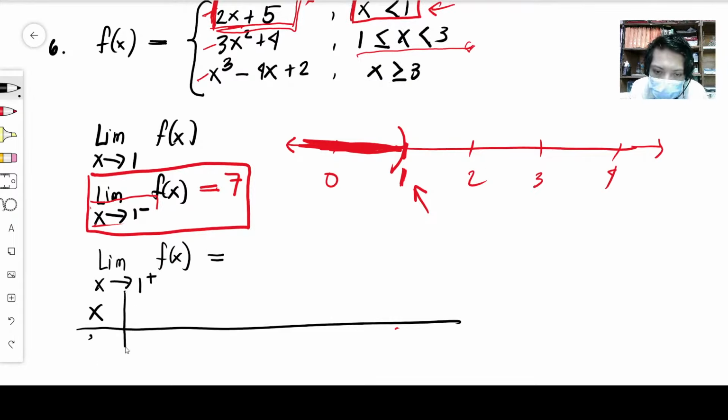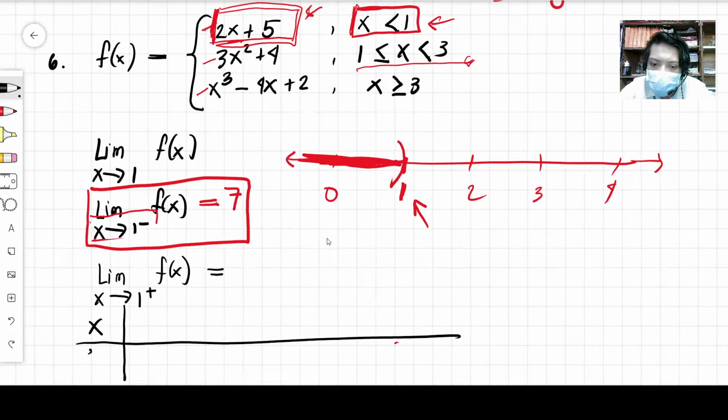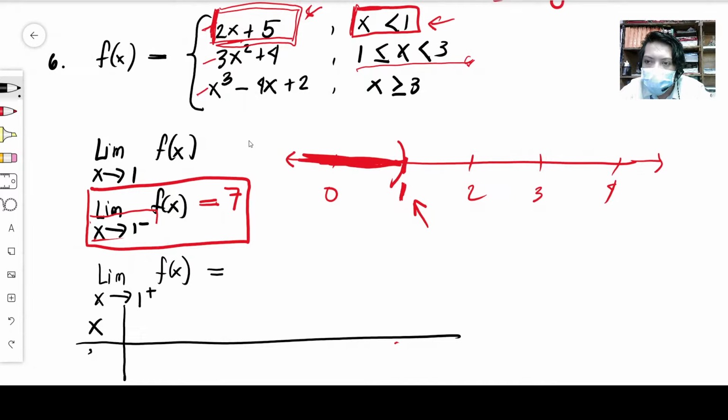The question is, which function will we use? Because we are dealing with a piecewise function, we don't know which one. So we look at the value of x. x approaches 1 coming from the right. So which region is that?